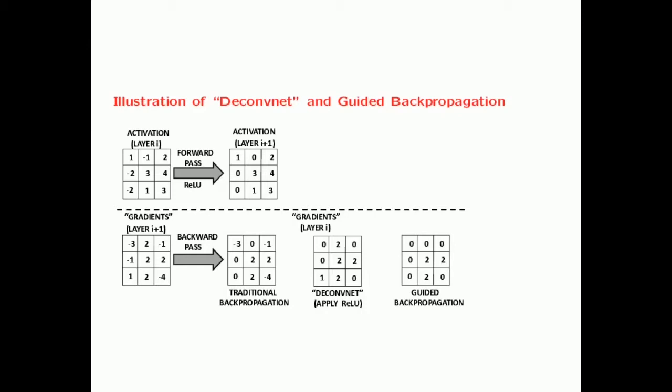The top right entry, which is -1, is set to 0. The middle left entry, which is -1, is set to 0. And the bottom right entry, which is -4, is set to 0. Now, guided backpropagation is a combination of traditional backpropagation and deconvnet. So, if any of the entries were set to 0 in either of these two cases, they are set to 0 in guided backpropagation. The main advantage of guided backpropagation is that it tends to give cleaner visualizations as compared to using just traditional backpropagation.